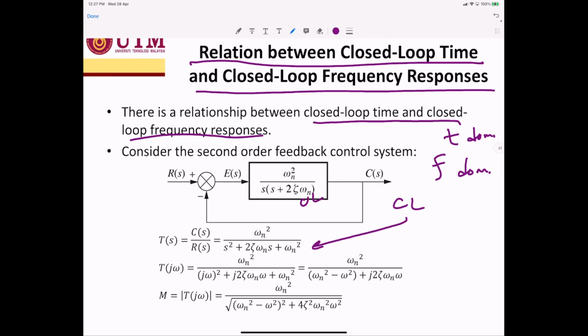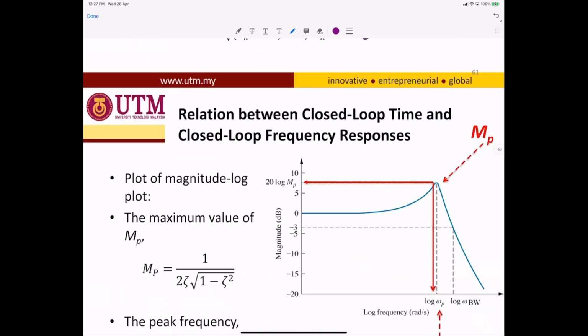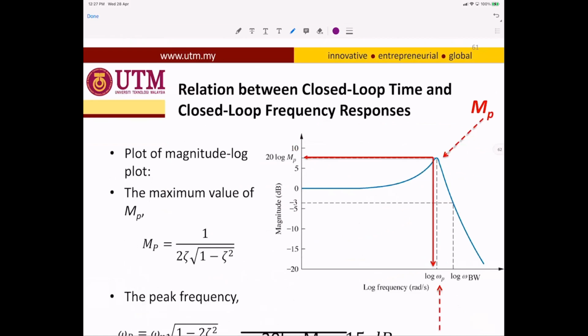You simplify it, and then you will get the magnitude expressions. Then you plot the magnitude log for the closed loop frequency response. So you will obtain this blue line.